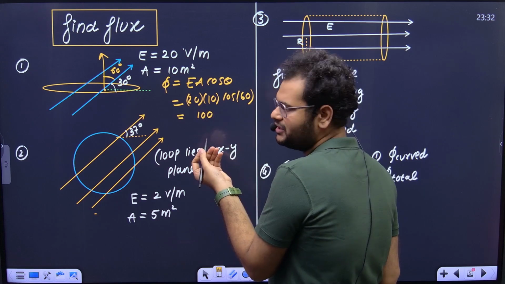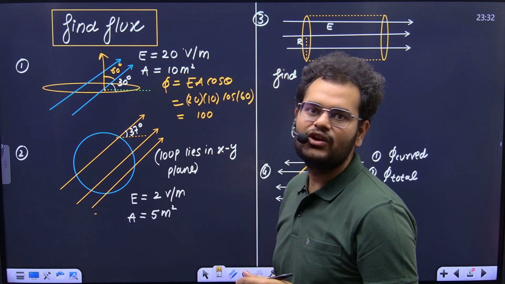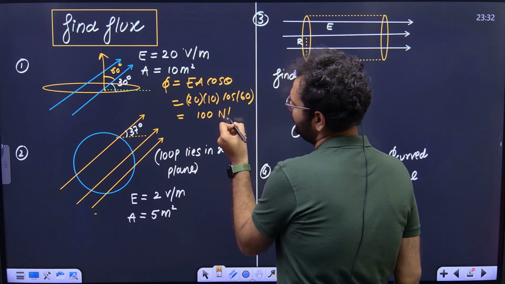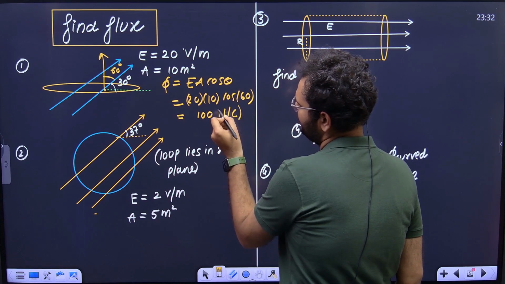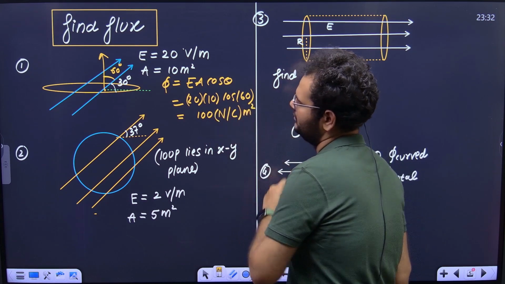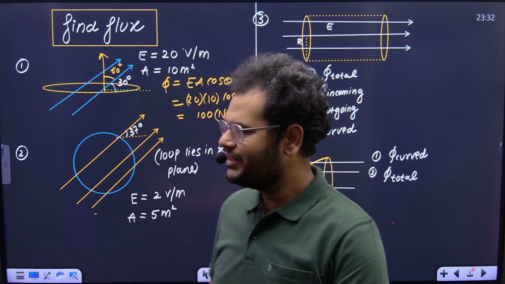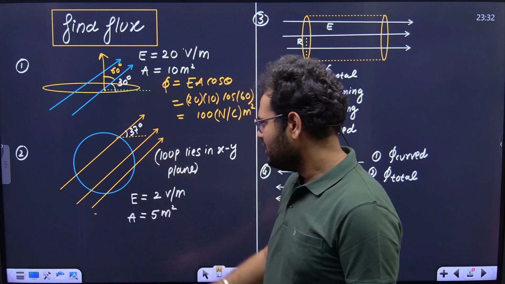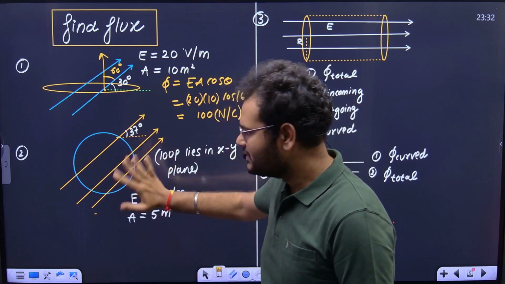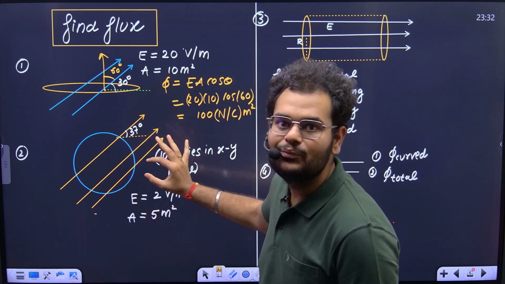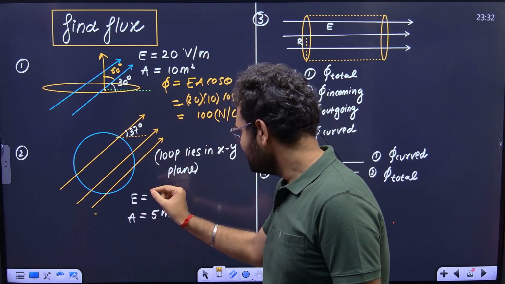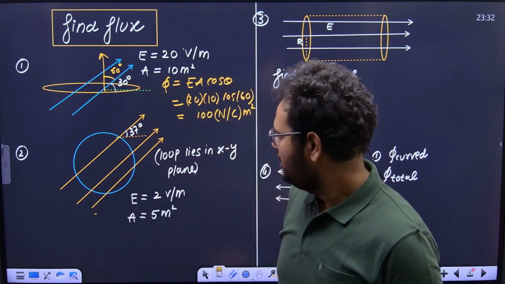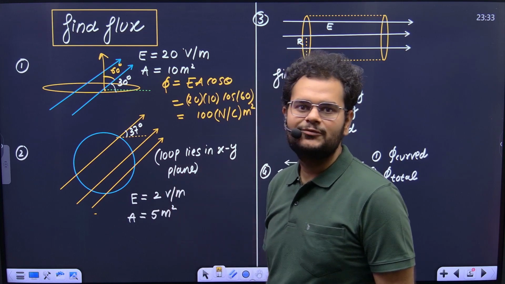And what will be the units? By the way, what is the unit for flux? So unit is simply Newton per Coulomb meter square. Okay, anyway, unit, dimension, etc. are basic things that you can do. Now you tell me, here our loop is in the XY plane, the plane of the board, and these are the electric field lines given. This question was asked in AIPMT. Now you tell me what is flux here.